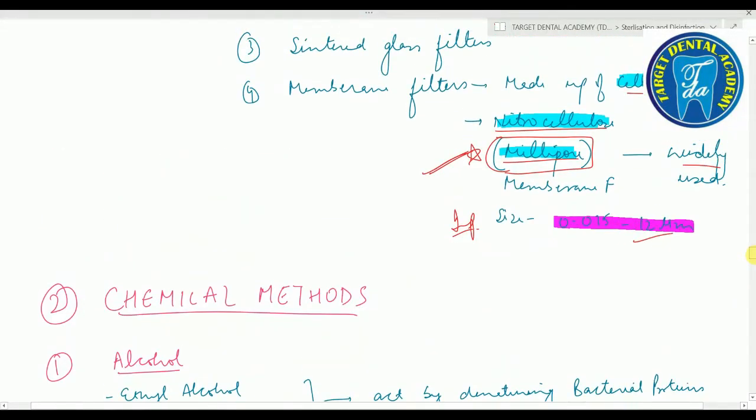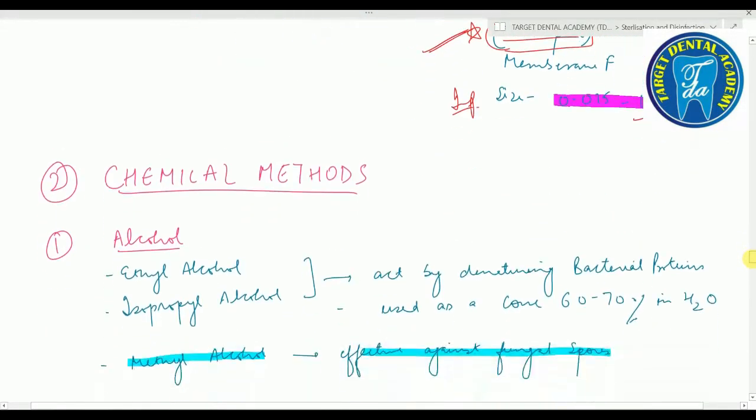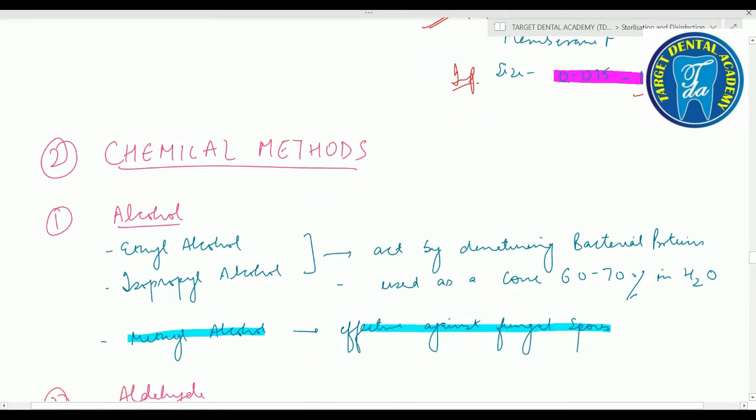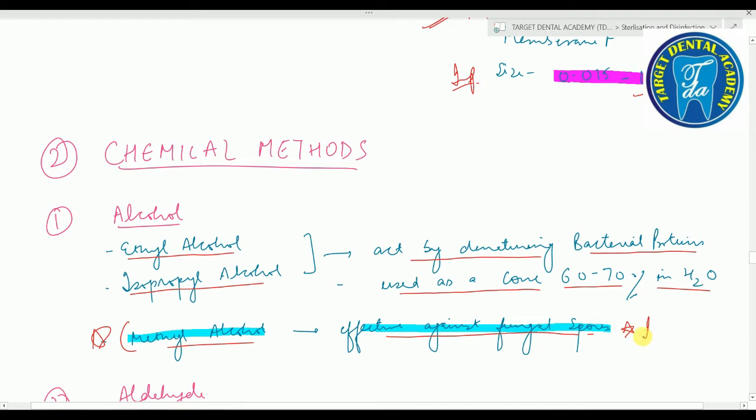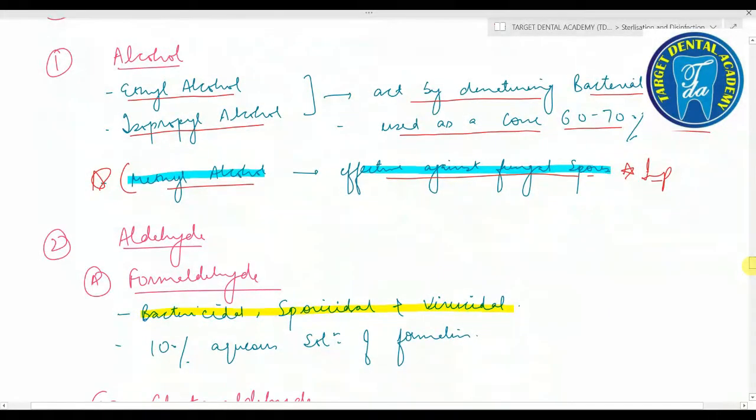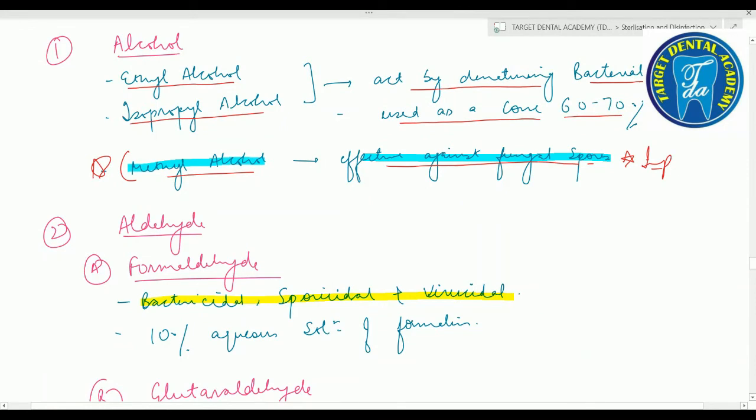So this was all about the physical methods. Now coming on to the chemical methods. First is alcohol. We can use ethyl alcohol and isopropyl alcohol. These act by denaturation of bacterial protein and are used at a concentration of 60 to 70% in water. The important point: methyl alcohol is effective against fungal spores. Important for your MCQ. Second are the aldehydes, in which we have formaldehyde and glutaraldehyde.